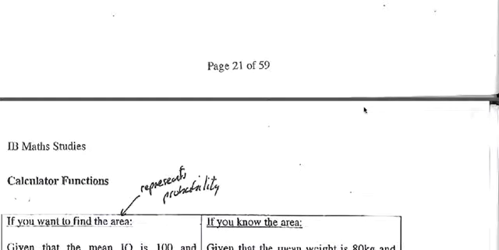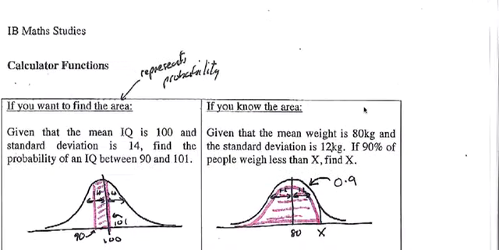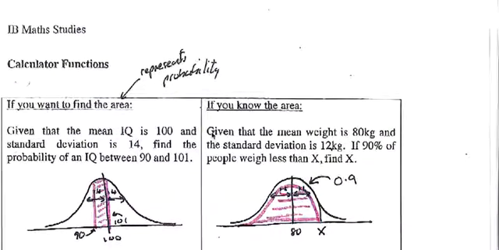So how do you do maths with the normal distribution? You are expected to be able to solve 2 types of problems. The first is a question that will want you to find the probability, which we represent on the diagram as the area. The second is one where you already know what the probability is.